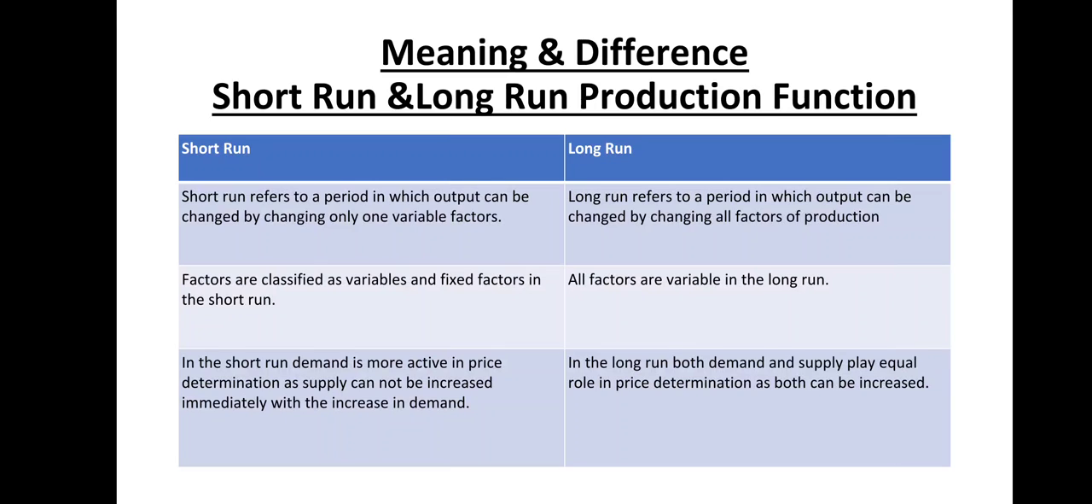In the short run, demand is more active as supply cannot be increased immediately with the increase in demand, as some factors are constant in the short run period. On the other hand, both demand and supply play equal role in the long run period, and both can be changed by changing the quantity of all the variable factors in the long run, as in the long run all the factors are variable. I hope the difference between short run and long run production function is clear to you.